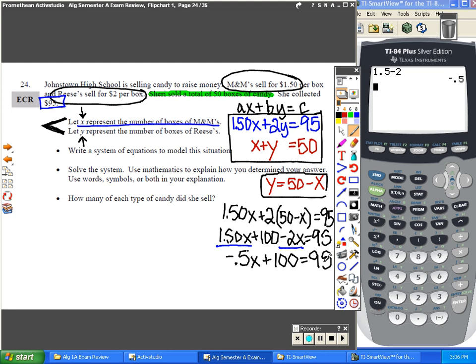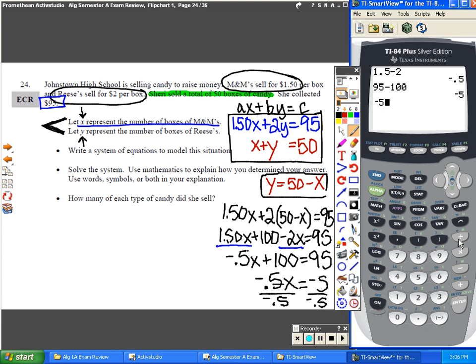Now we're just going to finish solving this problem. The opposite of add 100 is subtract 100. 95 subtract 100 is equal to negative 5. And that's negative 0.5x. To get rid of multiply by negative 0.5, we are going to divide by negative 0.5. So that's negative 5 divided by negative 0.5, and our answer is 10. So x equals 10, and if you didn't know what 10 was, you can look back here. X is the number of boxes of M&Ms.